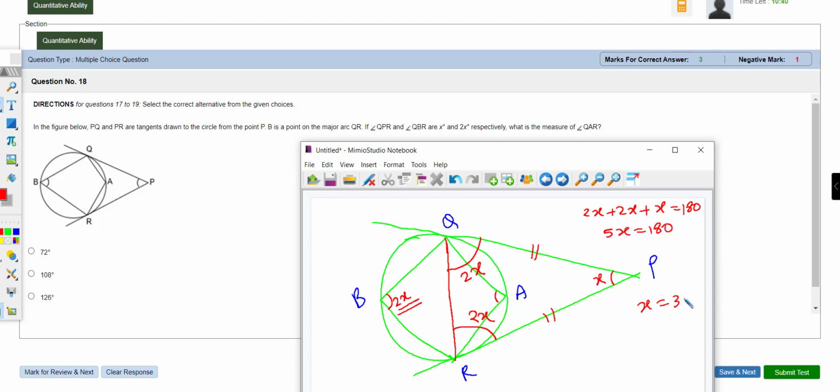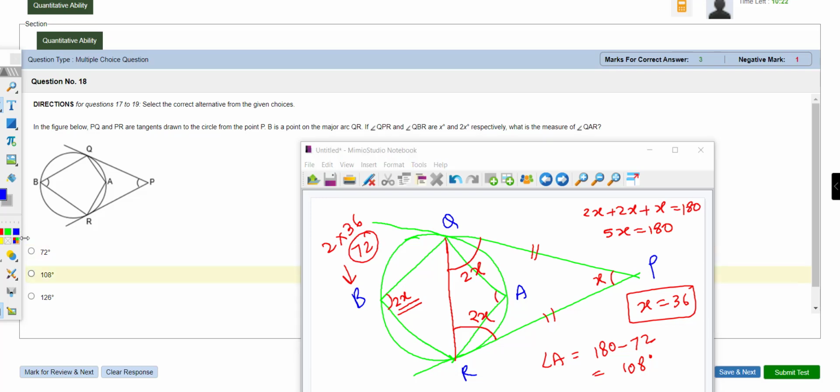X is equal to how much? 36, that we got. Okay. So we can say that angle B is equal to how much? 2 into 36. That is equal to how much? 72 degrees. Okay. So angle A is going to be how much? Angle A is going to be 180 minus 72. That is equal to 108 degrees, which is the answer.